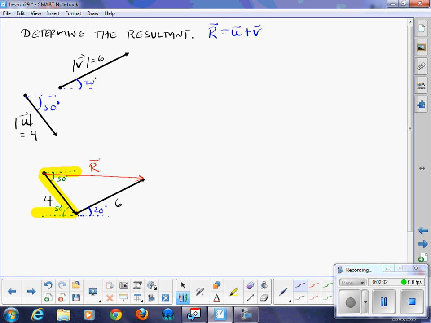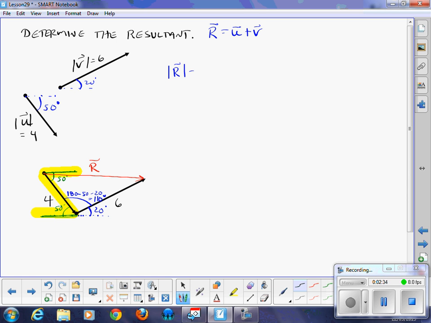You got to ignore the resultant. We're just looking at the green line and this green line, which are parallel. So that's 50 degrees. What that allows us to know is this angle in here: 180 degrees for a straight line, minus 50, minus 20, so that angle is 110 degrees. That's the hard part with the triangle law. From now on, it's straight downhill.